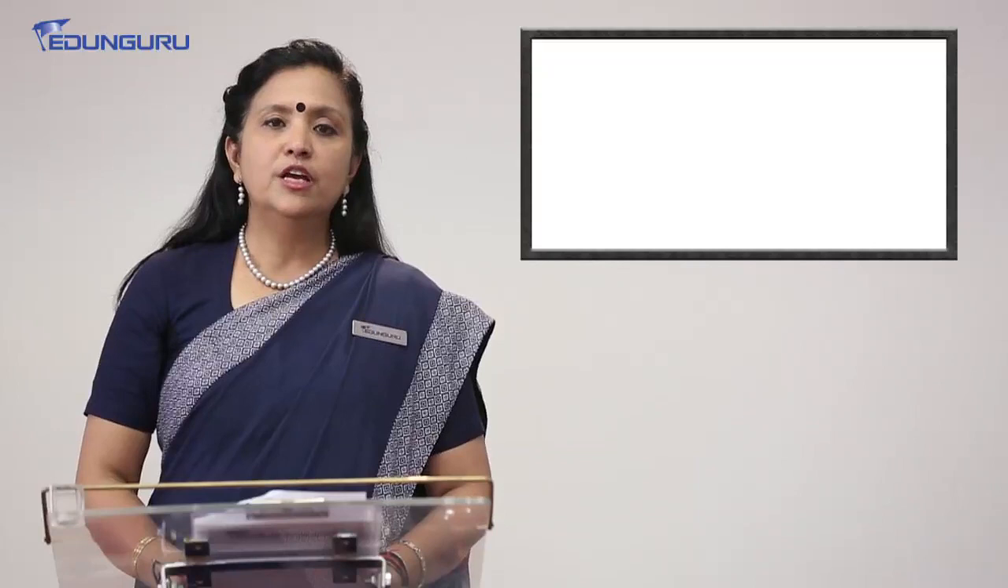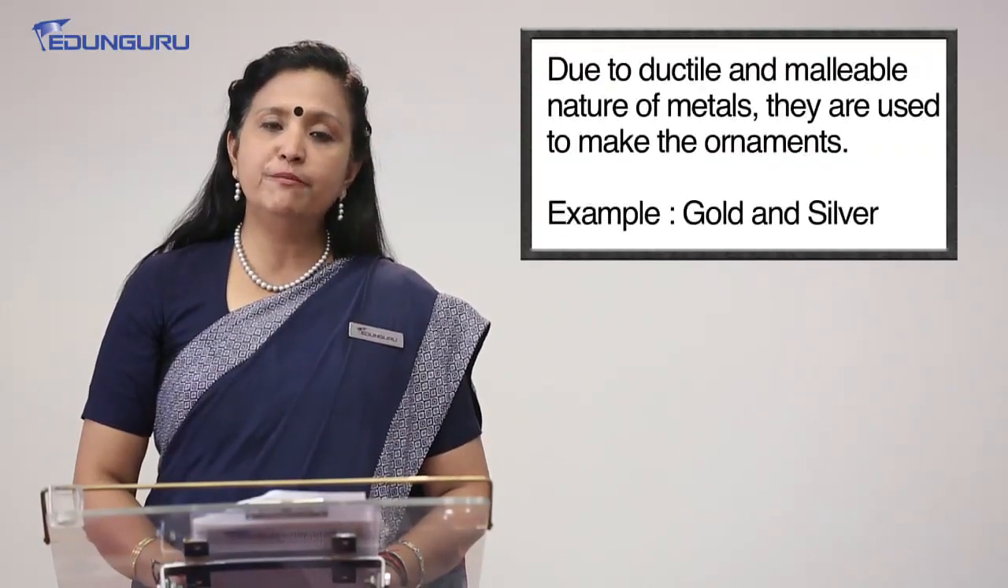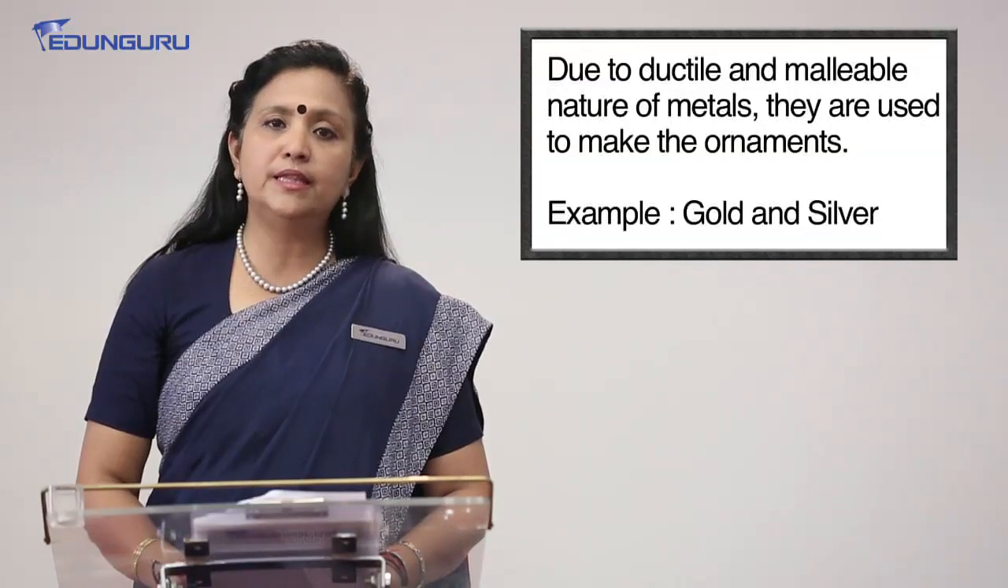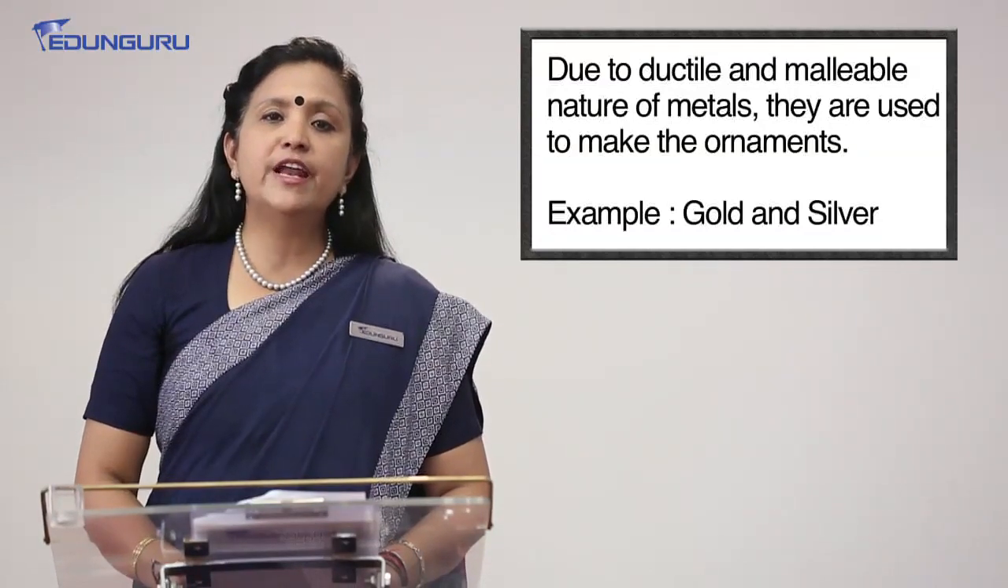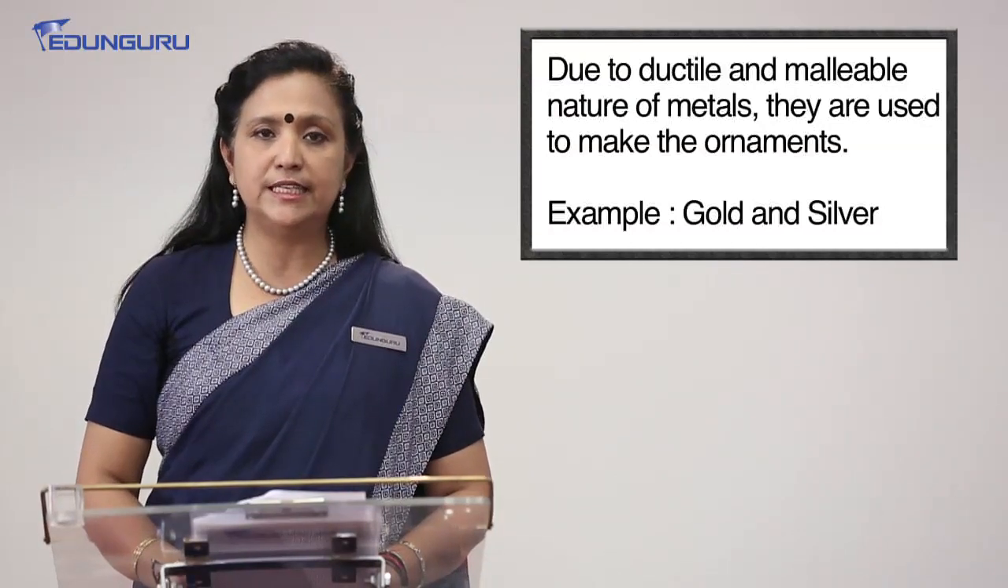So gold ornaments can be given shape according to which property of the metals? Yes, Ankita? Ductility and malleability. Very good. So because of the ductile and the malleable nature of metals, they are used to make the ornaments. And silver and gold are used because they do not react with the atmosphere easily.